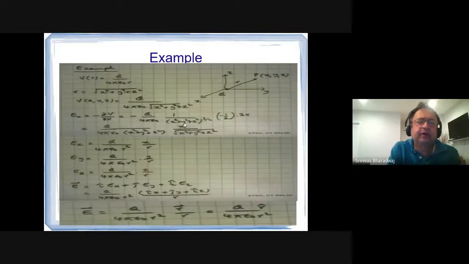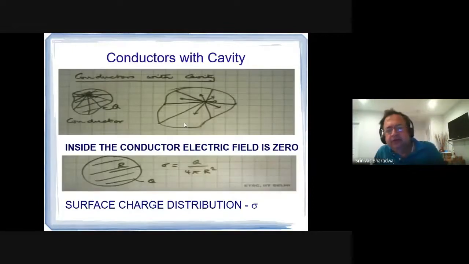So the negative dou v by dou x i, plus negative dou v by dou y j, plus negative dou v by dou z k, right? And therefore you end up with the three vectors.